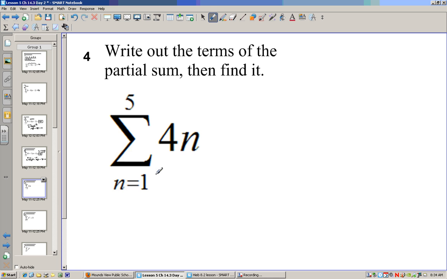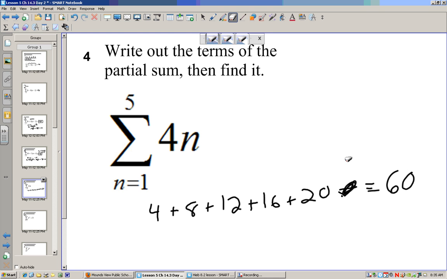Let's try this one. The first term would be 4. The second term would be 8. Third term, we plug in 3, would be 12. Fourth term would be 16. Fifth term would be 20. So this is an arithmetic sequence. Now, since this number is low, we could just add these up. 4 plus 8 plus 12 plus 16 plus 20. And I got 60. I don't know why that's so tough for me.